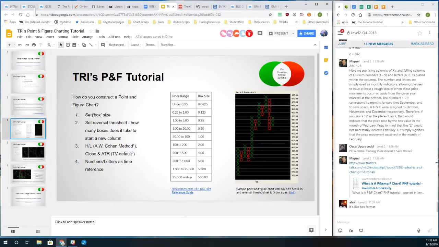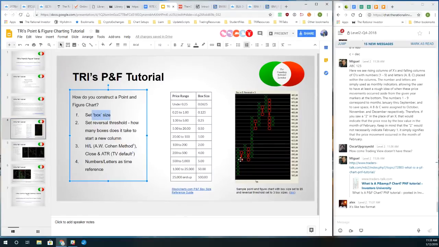And that's what we call the box size. So in essence, every single letter that you see on this chart is an equal proportional size movement in price. And you can only plot a new X or a new O if the price moves by that minimum amount.